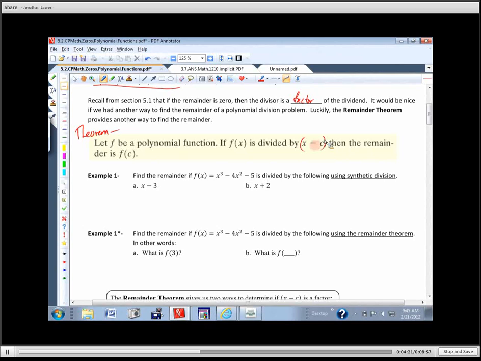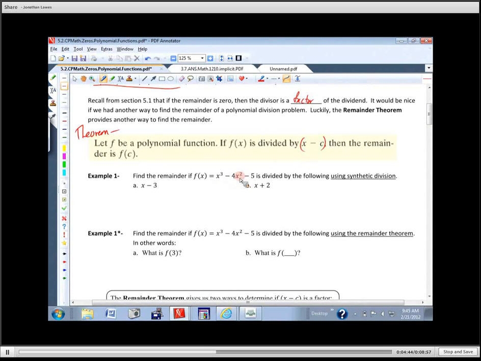So this is what we think of as the divisor, or what we hope is the factor. What it's saying is the remainder is exactly the same as the function value at that point. Let me say that again. The remainder is exactly the same as the function value at this point right here at c. Okay? So we're going to find the remainder on this polynomial function.